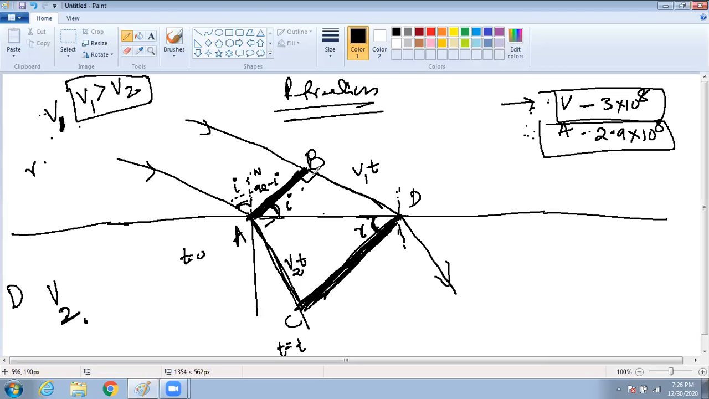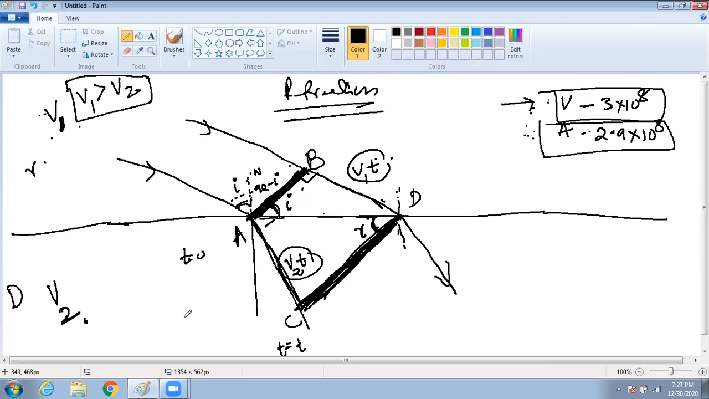But this incident ray has not even passed. It is still in the rarer medium. So the velocity remains the same. So the distance traveled is V1 into t and this is V2 into t. Clear? Yes, sir.